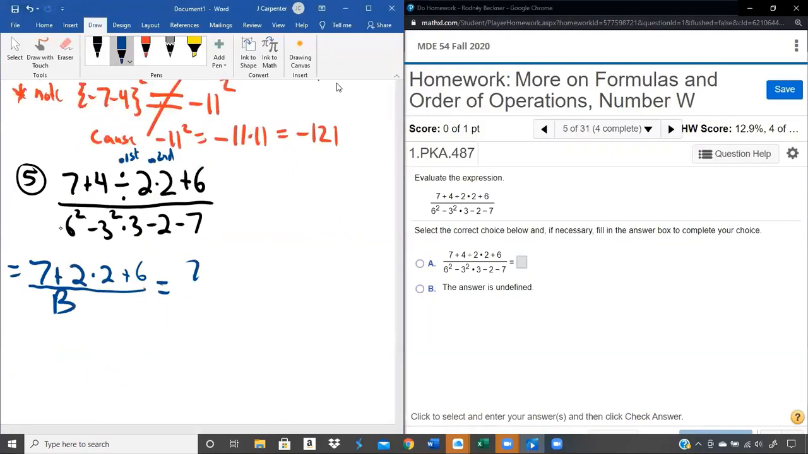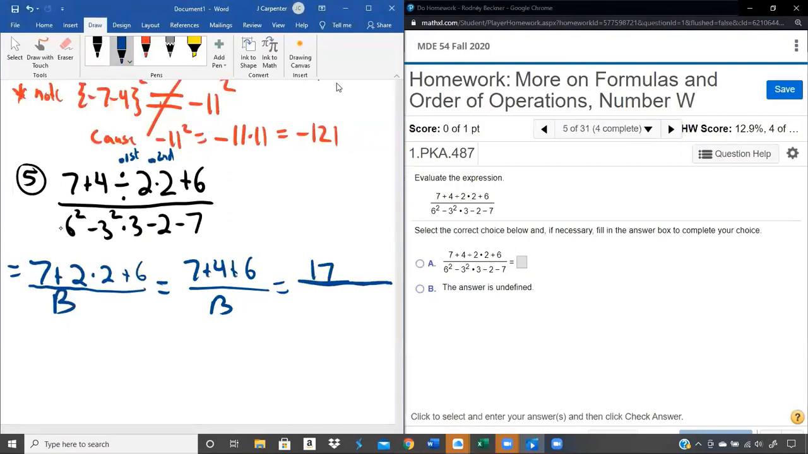2 times 2 is 4, so 7 plus 4 plus 6, all over bottom. It's 2 additions. Do them from left to right. Technically, addition order doesn't matter as long as they're all additions. 7 plus 4 is 11. 11 plus 6 is 17. Same thing if you did 4 plus 6 is 10, plus 7 is 17. When it's all additions, order doesn't matter. When it's all multiplications, order doesn't matter. But when you mix things like subtractions or divisions or all sorts of other craziness, order absolutely matters. So 17 over the bottom.